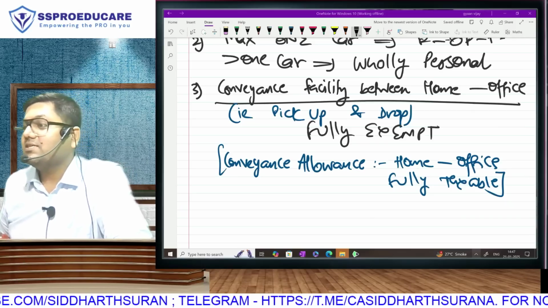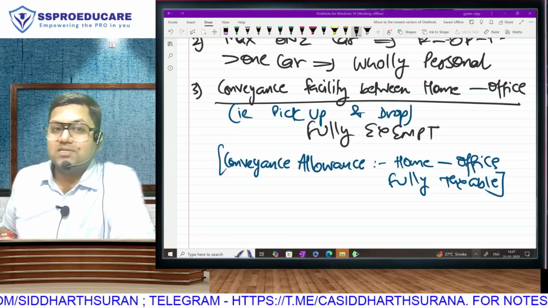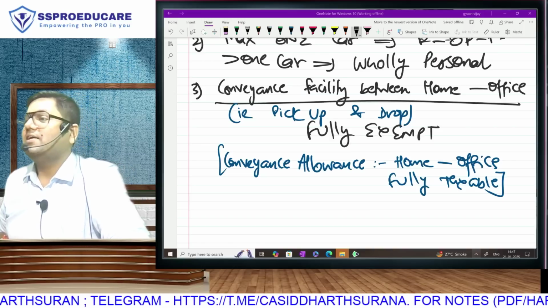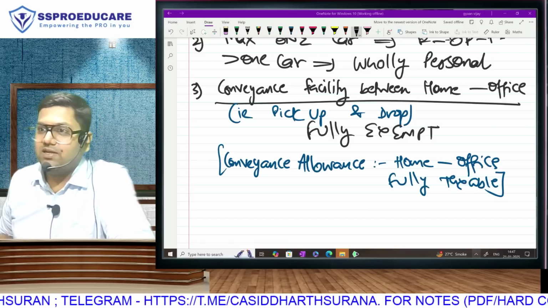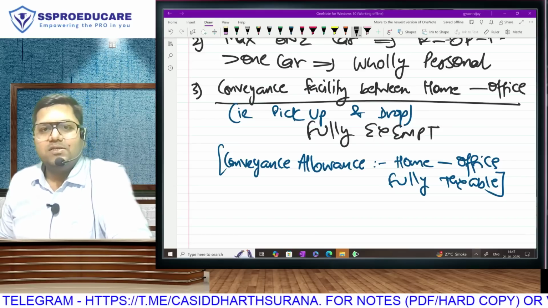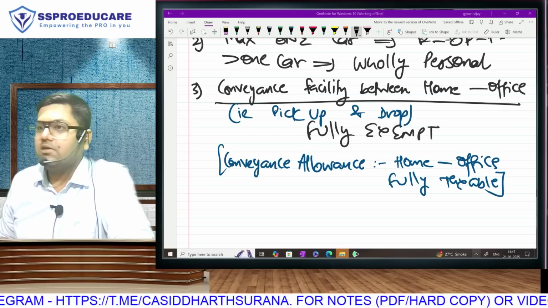We don't want risk to employees because if anything happens, the company's name will get spoiled. For these reasons, we are giving pickup and drop facility, which has to be exempt. But money, if we give, is going to be taxable. Everyone is clear? Ladies and gentlemen, boys and girls, congratulations.